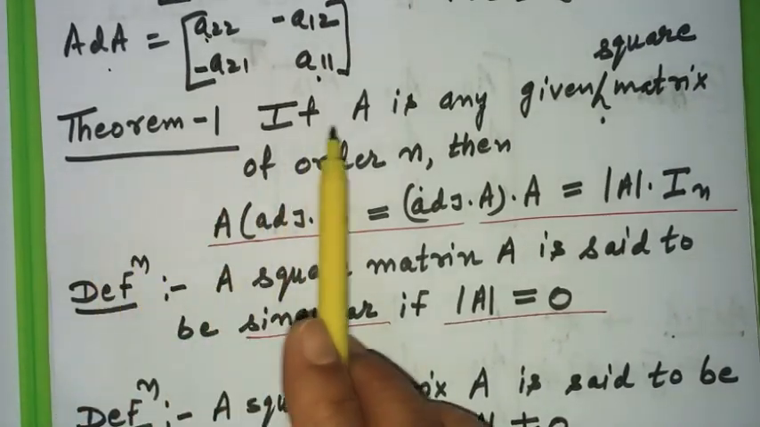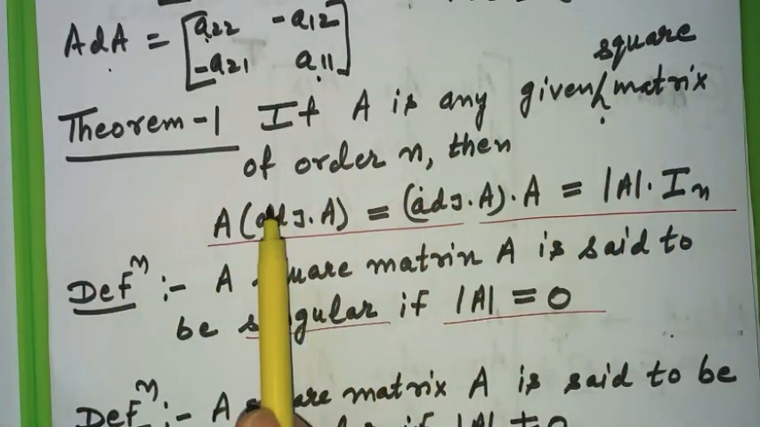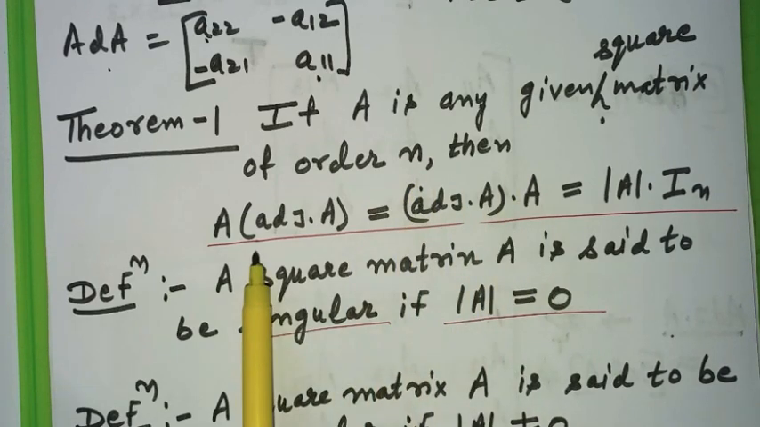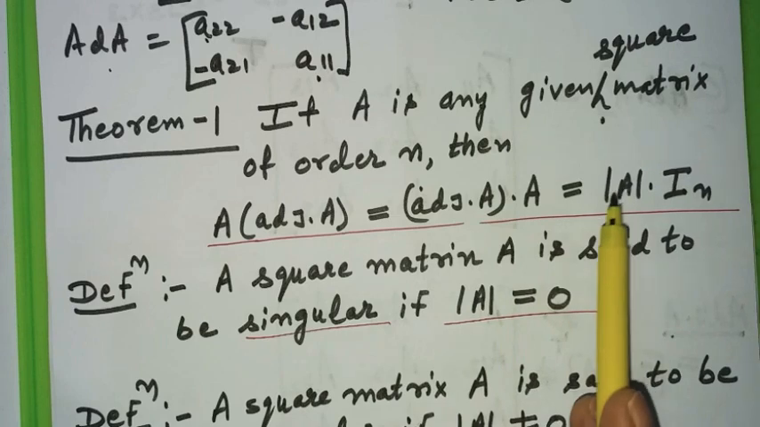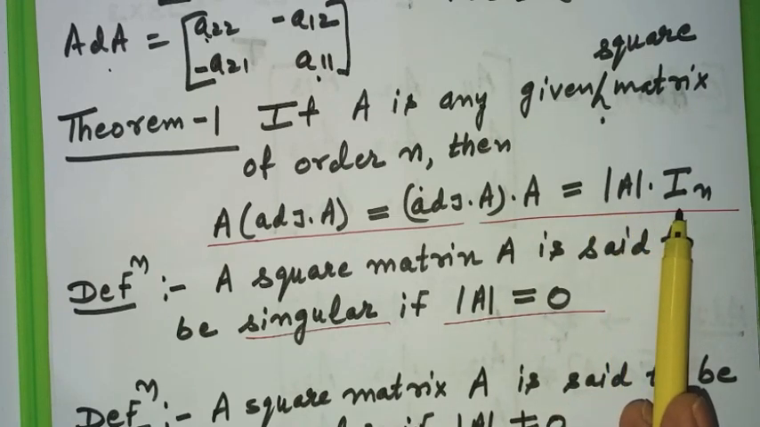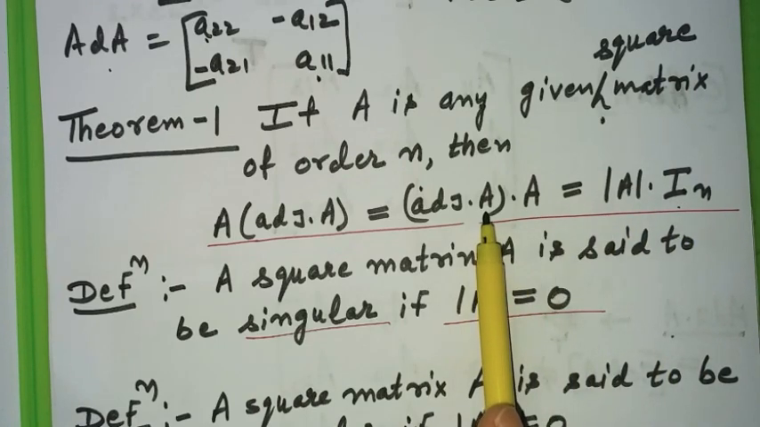The first theorem is that if A is any given square matrix whose order is n, then A into adjoint A is equal to adjoint of A into A, is equal to determinant of A into In, where In is the identity matrix of the same order as that of A.